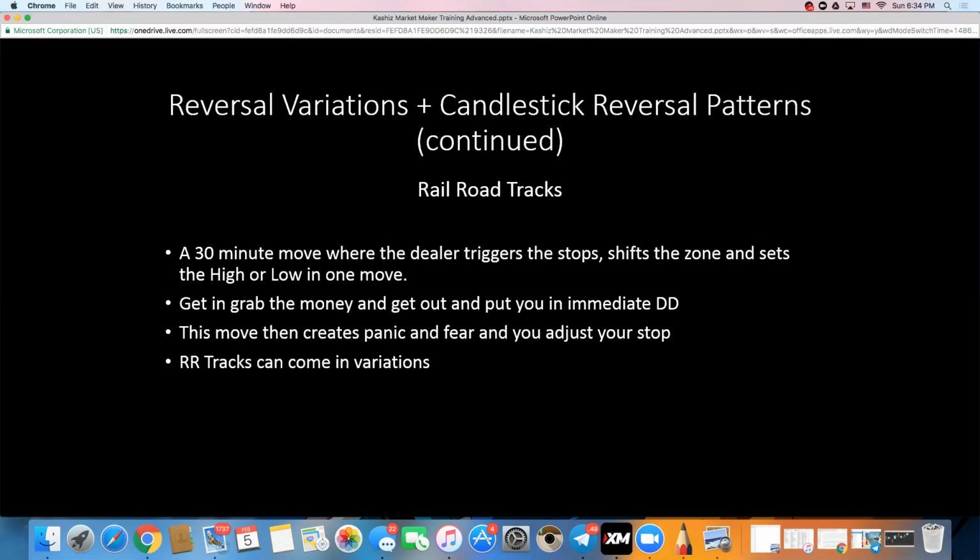Railroad tracks can come in variations. I'll show you in a bit. A typical railroad track comes in green and then comes back down in red. So if you bought here, you're in immediate drawdown when this comes back down. That's what I'm trying to say.